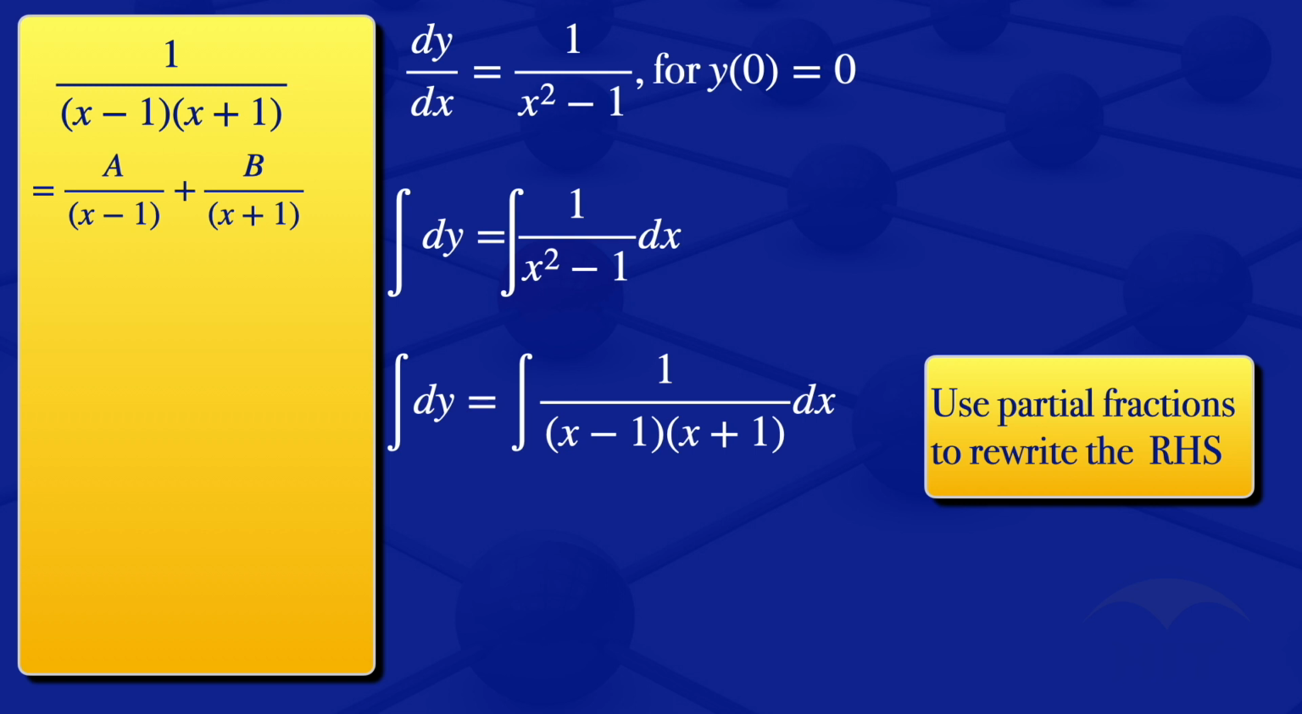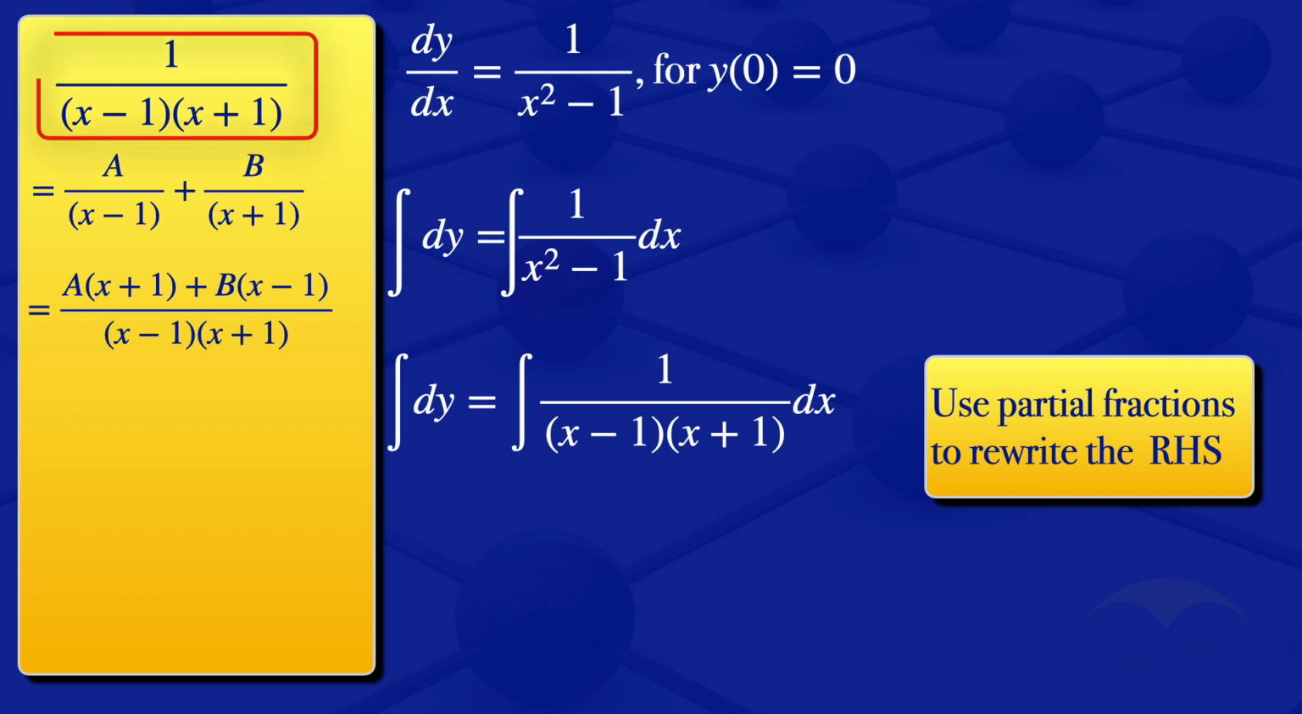Put those terms under a common denominator, and then we would have a multiplied by x plus 1 plus b times x minus 1, divided by x minus 1 times x plus 1. But looking at the fraction that we started with and this fraction here, we are saying they are equal and they have the same denominator. So if the denominator is the same, that means the numerator is the same as well.